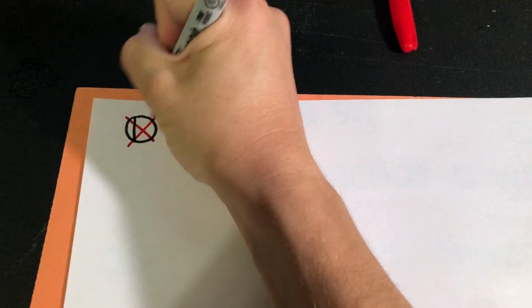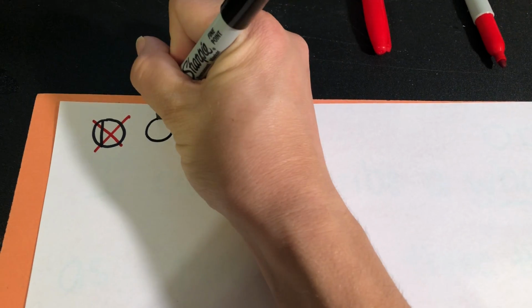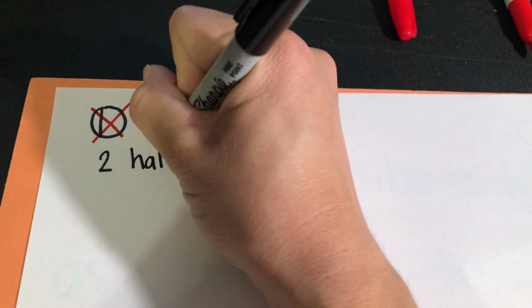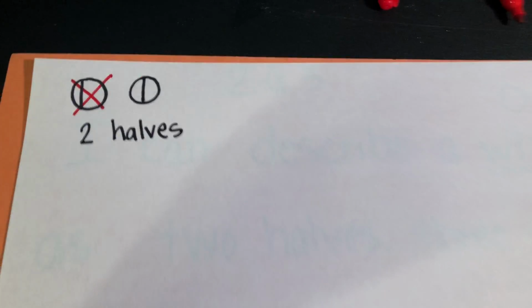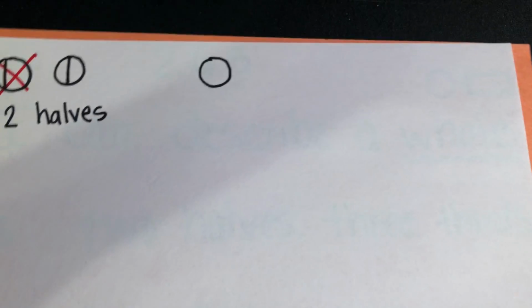I'm going to draw some circles. If I draw this circle and split it in half, is that halves? No, it's not equal. Remember that we have to make them equal. Let me try again. Here's a circle. Is that halves? How many pieces are there? 2 equal pieces. So we call that 2 halves.